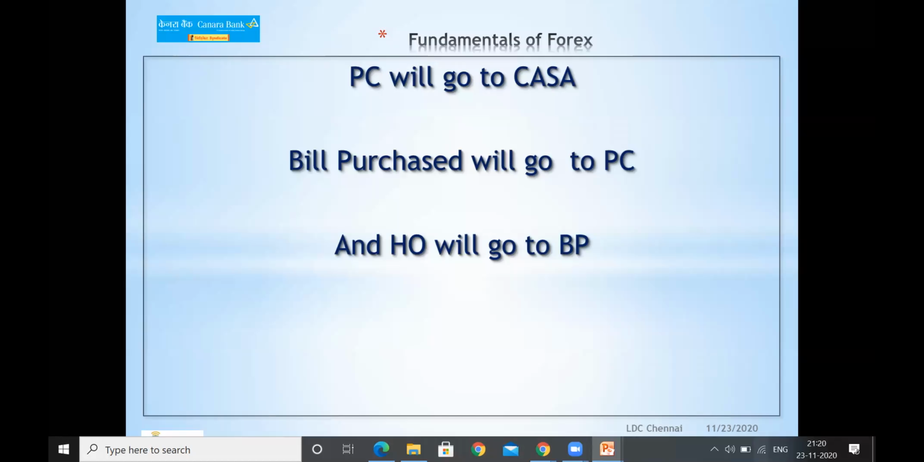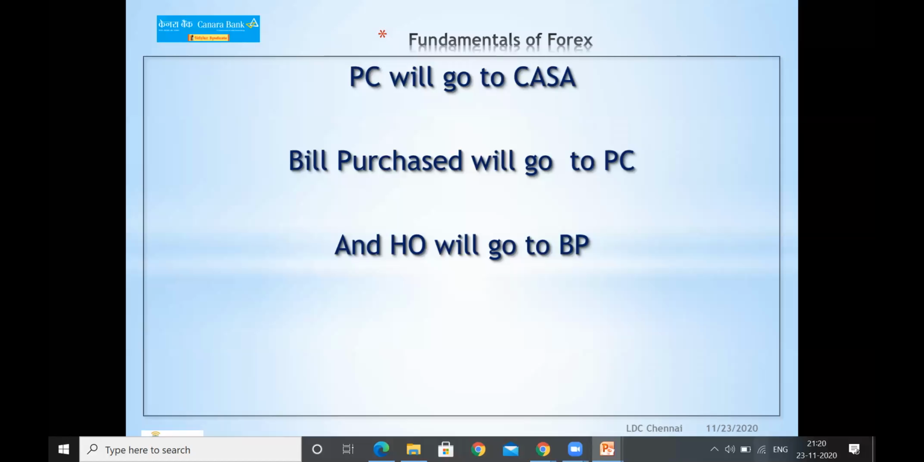So once shipment has happened, only then will the party submit the bill. I told you what a bill is. A bill is a set of bill of exchange, then invoice, then packing list, then certificate of origin, transport documents. All combined, they will submit as a bill. If it is a bill under LC, you will negotiate. Or if non-LC, you discount or purchase.